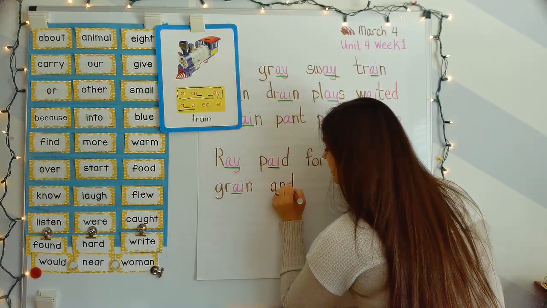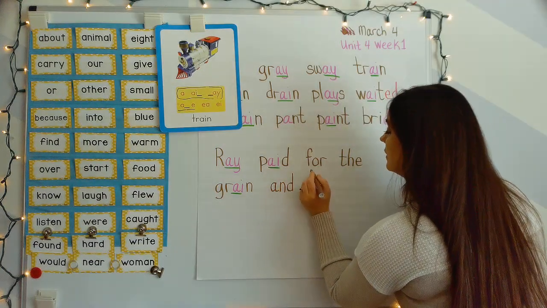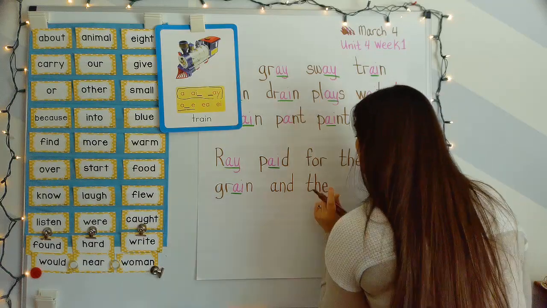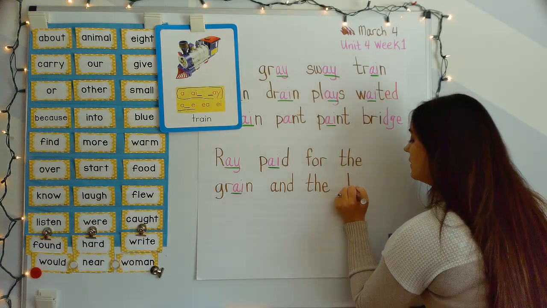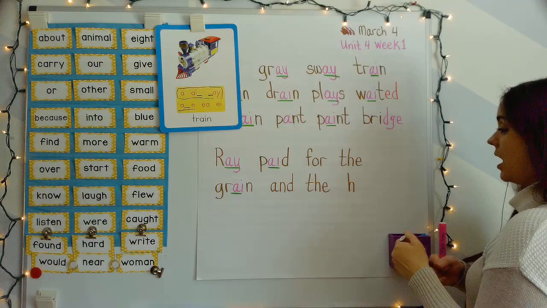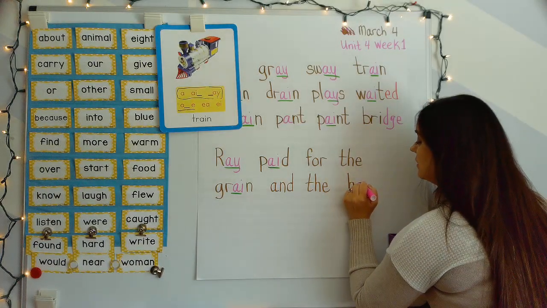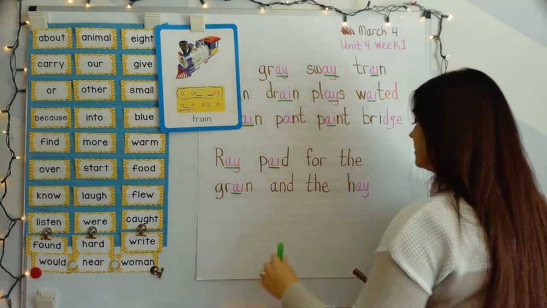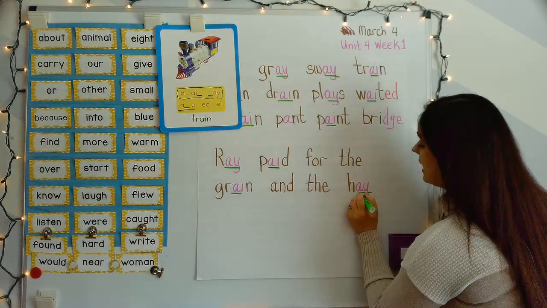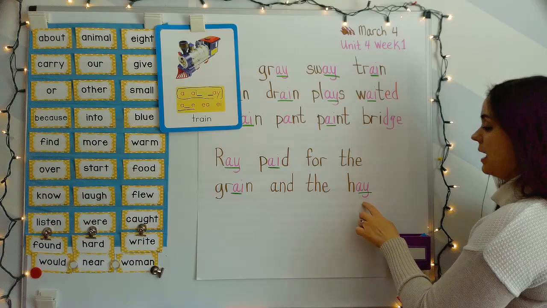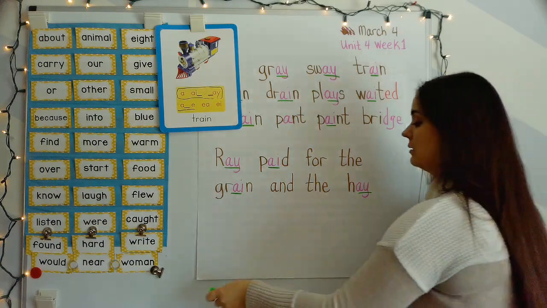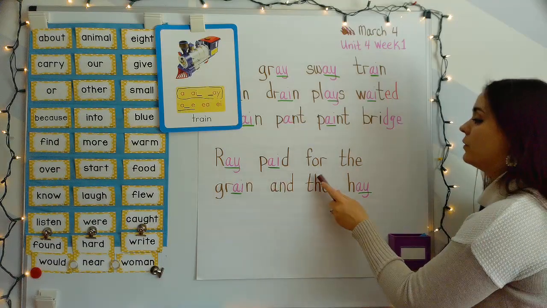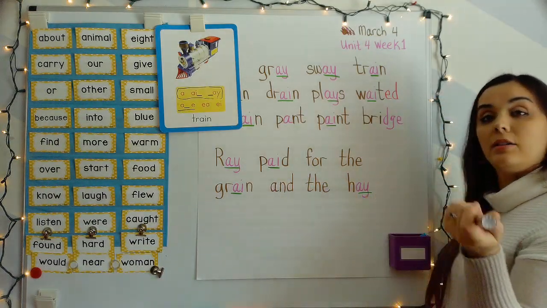High frequency word and. High frequency word the. H says huh. A-Y is a vowel team. Those two letters work together to say the long A sound. Ha-a. Hay. All right, let's read our sentence. Ray paid for the grain and the hay. Your turn.